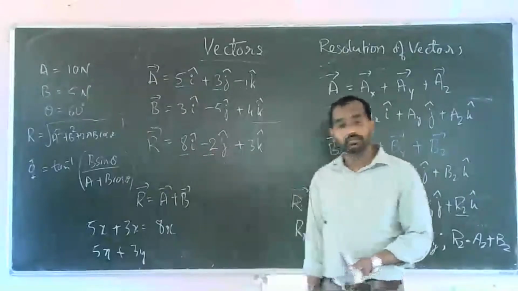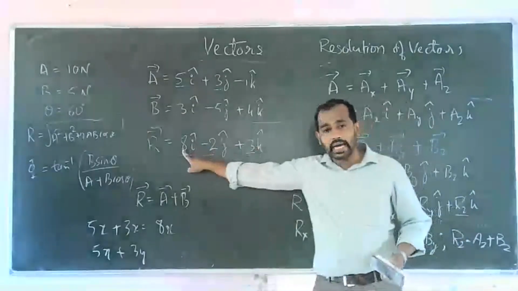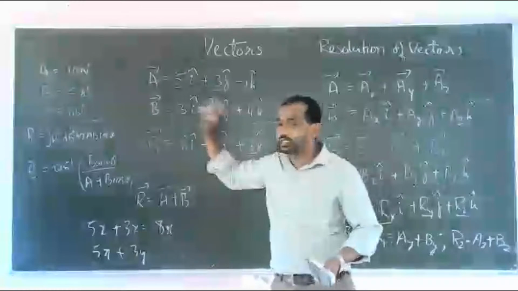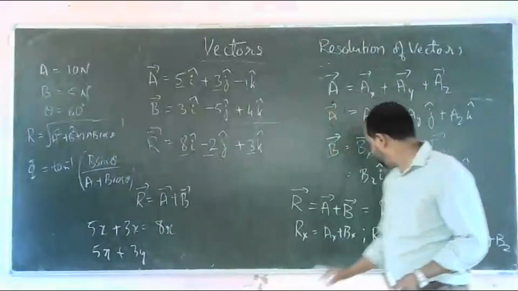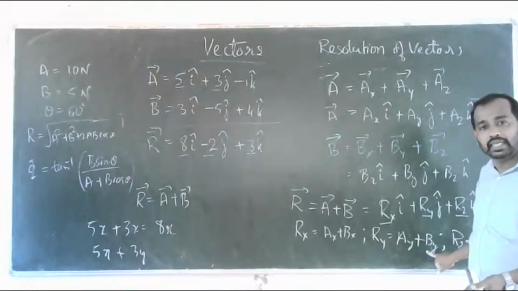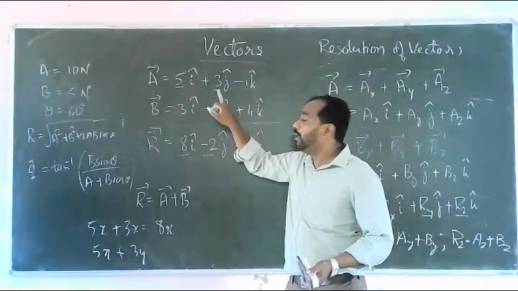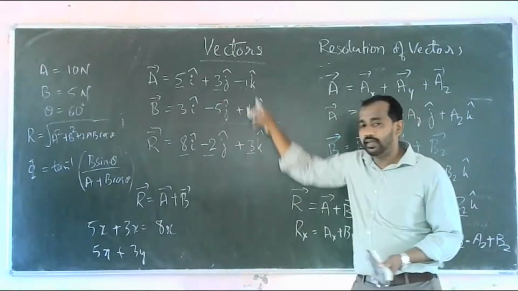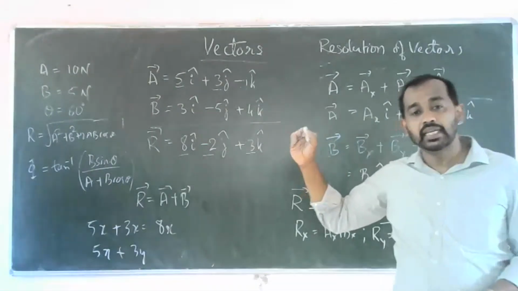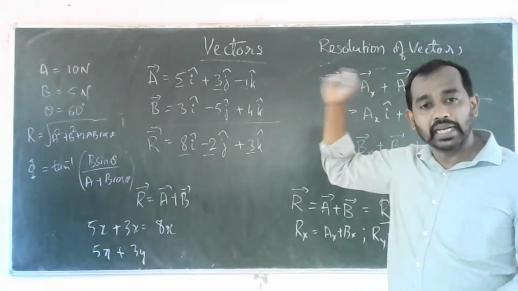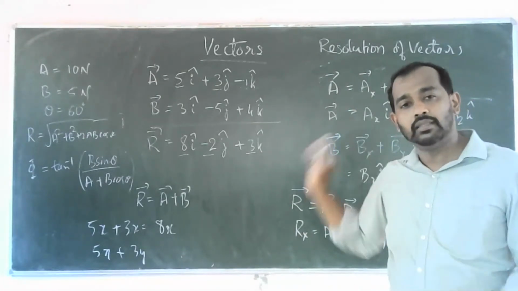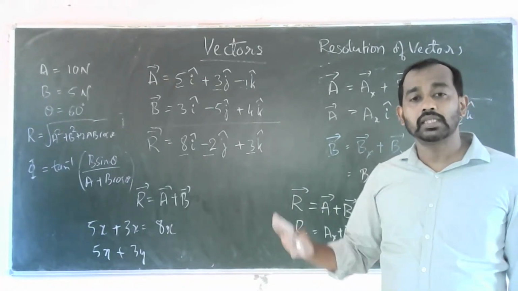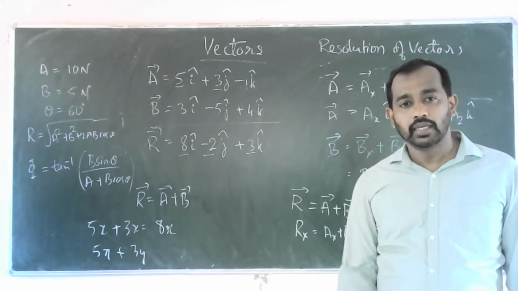What are the resultants Rx, Ry, Rz? Rx is equal to how much? Ax plus Bx, 5 plus 3. Ry is equal to Ay plus By, 3 plus minus 5, which is equal to minus 2. Similarly, Rz is equal to Az plus Bz, so it is minus 1 plus 4, which is equal to plus 3. So that is how we do it using the analytical method. This is the way of representing it.